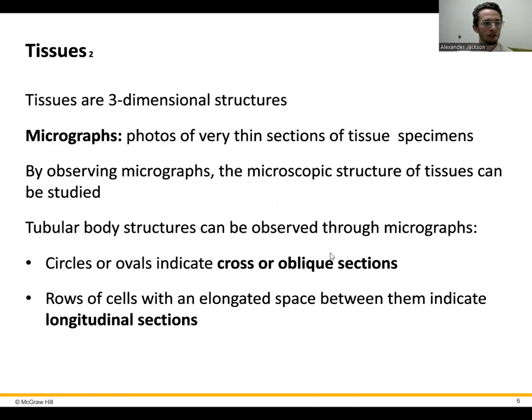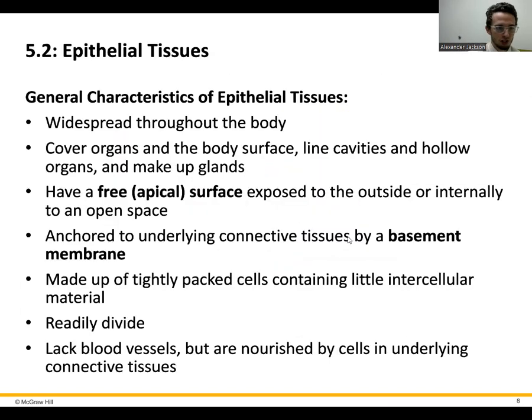Okay, so let's start with the epithelial tissues. So epithelial, once again, means a sheet that's on top of something. There are a ton of different areas that have epithelial tissue. Now, two things I want to point out. One, they will have an apical surface. So if you think of like an apex, usually it means like the top of something. So there's an apical surface, okay, and exposed to the outside environment.